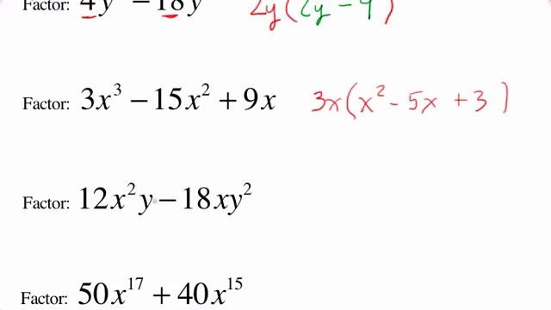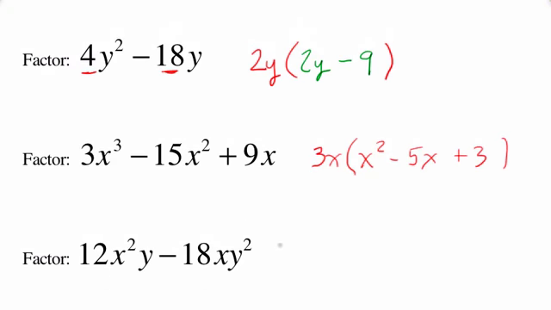Next, we have something with multiple variables. So again, what's the GCF of 12 and negative 18? That is a 6. Now, how about x squared and x? The GCF of x squared and x is x. The GCF of y and y squared is y. So our overall GCF is 6xy.